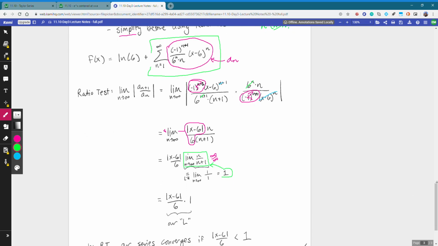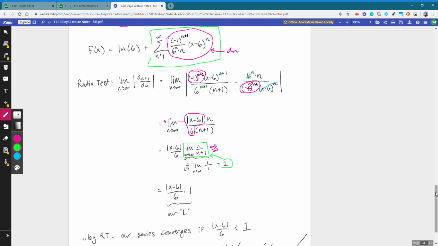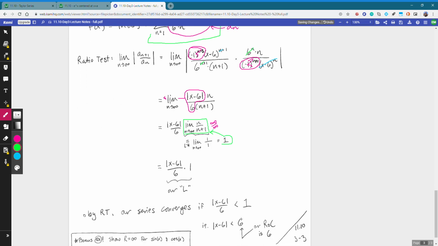And so this is our L in terms of the ratio test, right? And the ratio test tells us that our series converges if L is less than 1, right? Our L is right here. And so we just want to see what this tells us. Well, if we take this inequality and multiply both sides by 6 to get this absolute value all by itself, then we get the inequality we see here.